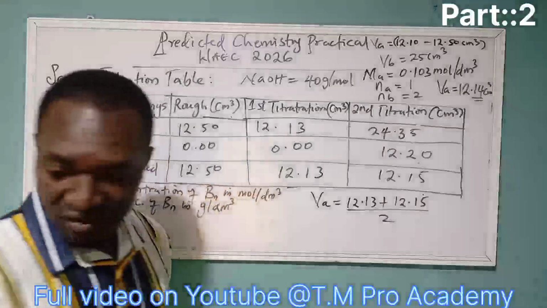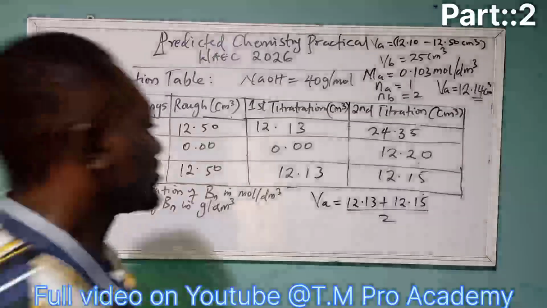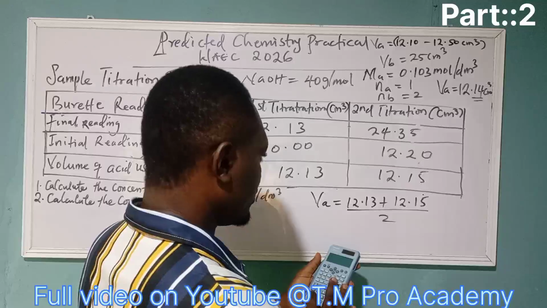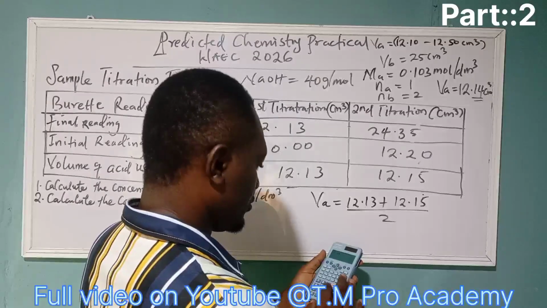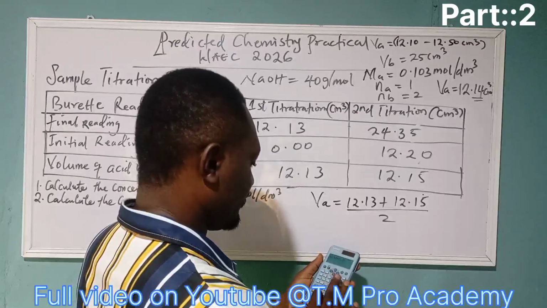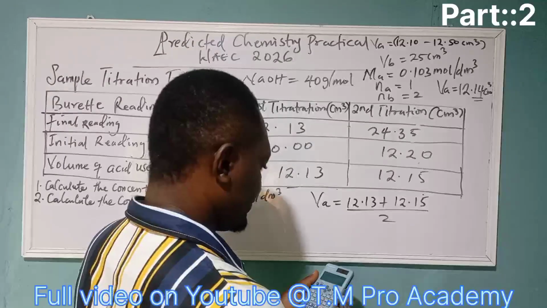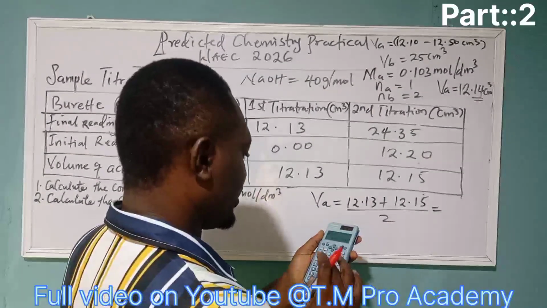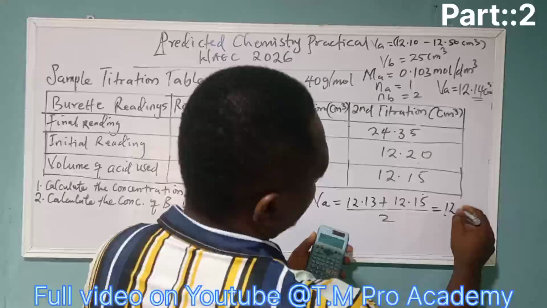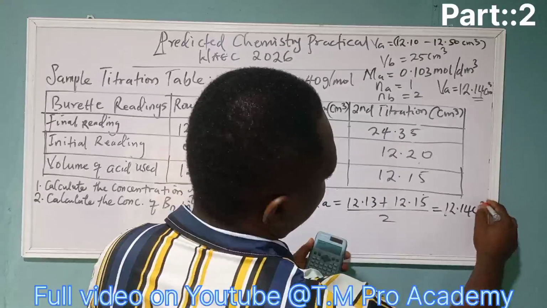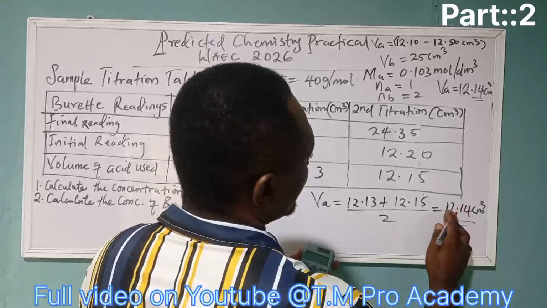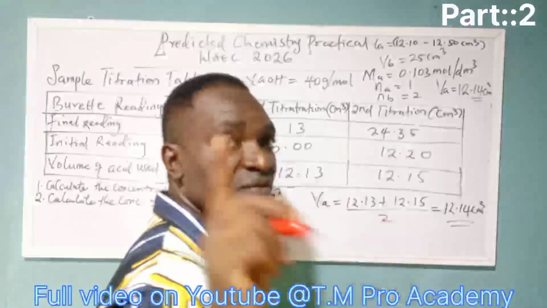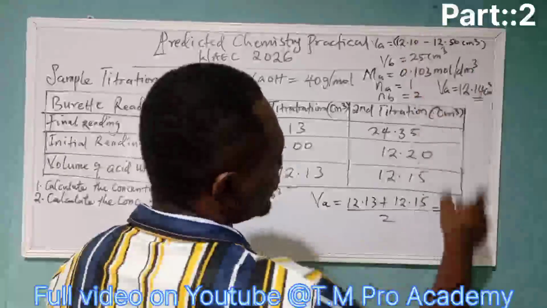2. Where's our calculator? This calculator will never stay in one place. Okay, so we have 12.13 plus 12.15. Okay, so we are going to have, let's divide it by 2 so that we have the final value. So we have 12.14 centimeters cube. Absolutely. So when you see this value corresponding with the value that you got from the calculation given from the sample paper, just know that you are good to go.